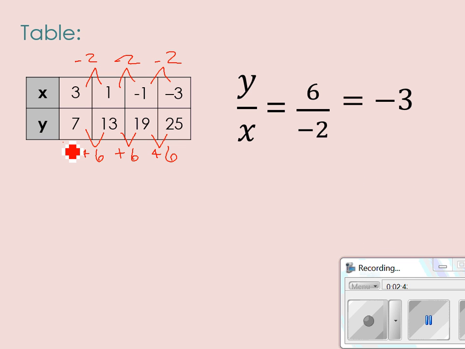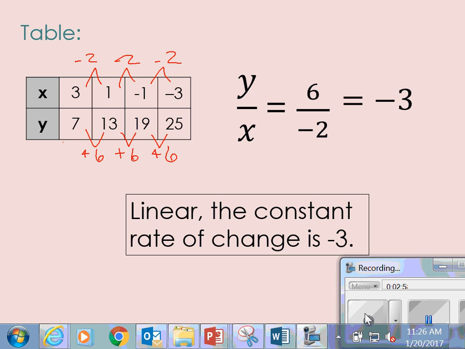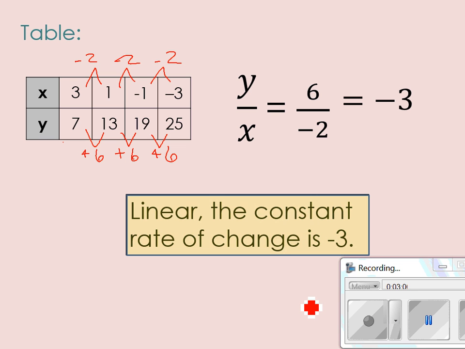So because we are able to find a constant rate of change, this would be a linear function. So here is our answer. Linear, the constant rate of change is -3. And let's highlight that answer because that's how you're going to answer your questions on your homework and on quizzes and tests. Linear because there's a constant rate of change, and that constant rate of change is -3.